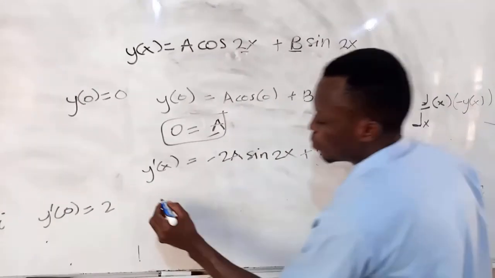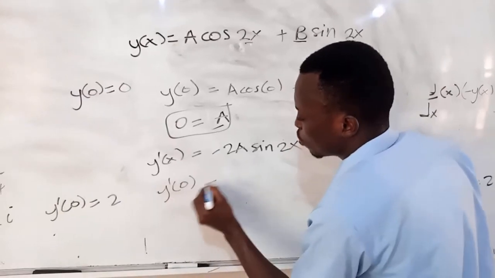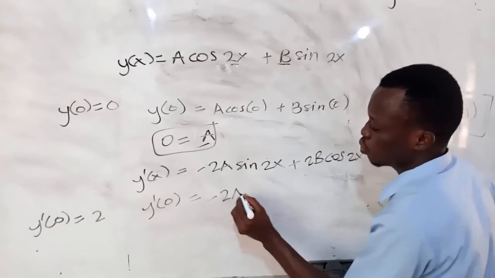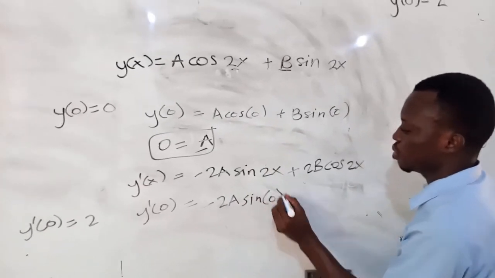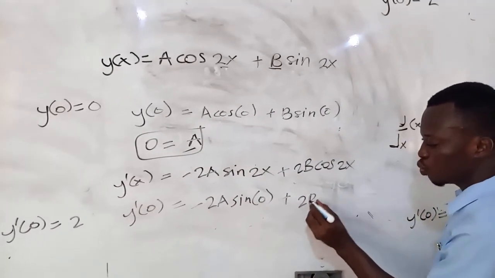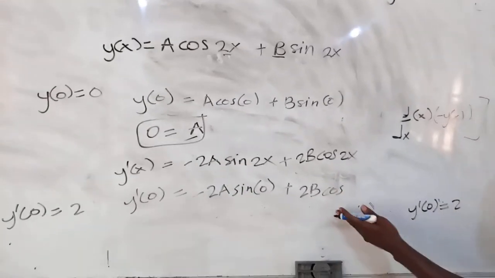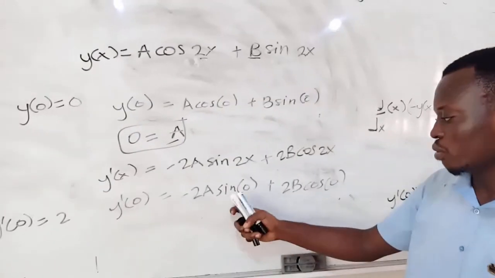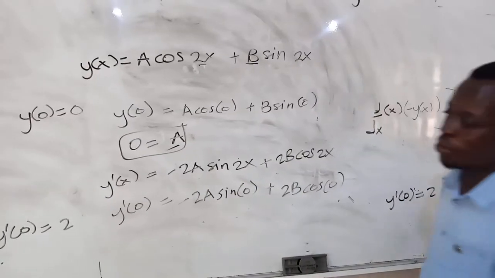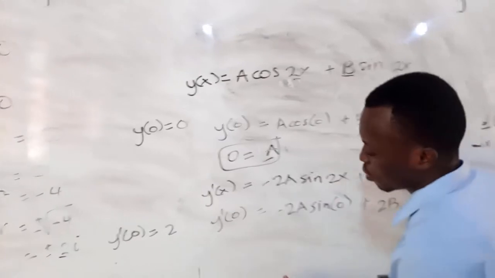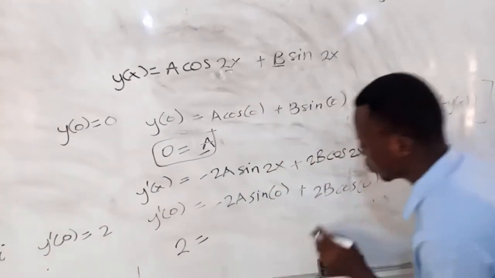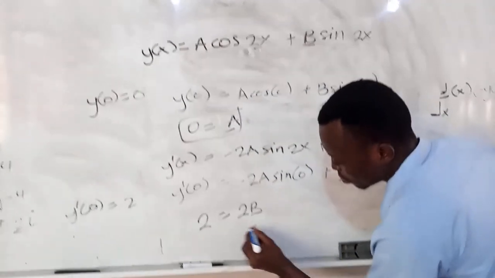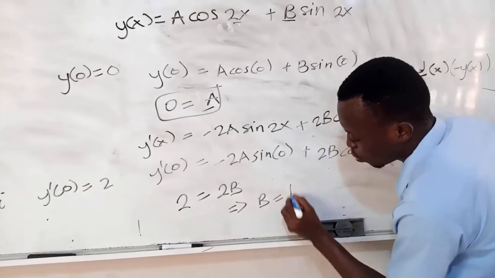So y'(0) will be equal to, wherever you see s, you replace it with 0: minus 2a sin 0 plus 2b cos 0. You know that sine 0 is always 0, and cos 0 is 1, and y'(0) is 2. So I'm going to have 2 equal to 2b. This implies that my b is equal to 1.